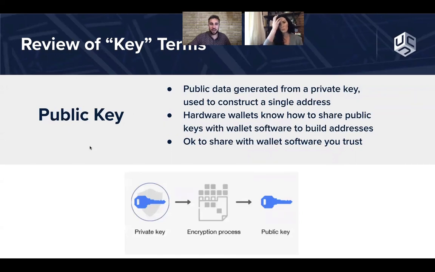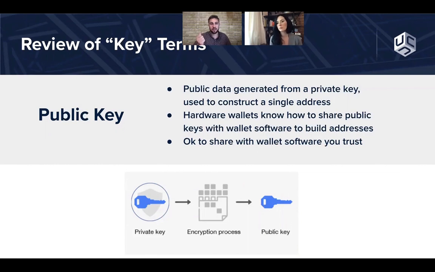So moving on from private key, we have a public key. A public key is generated from a private key. So you derive down to a private key, you go through this encryption process, and you have a public key. Public keys are shared with wallet software in order to build addresses.